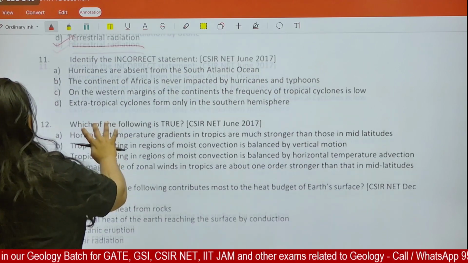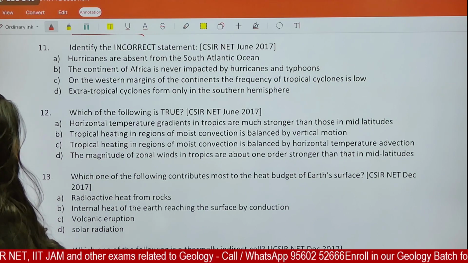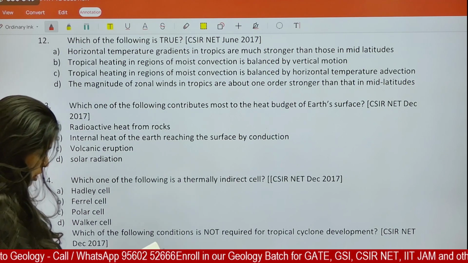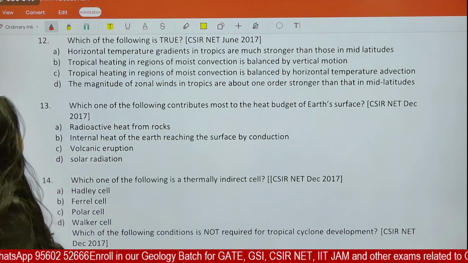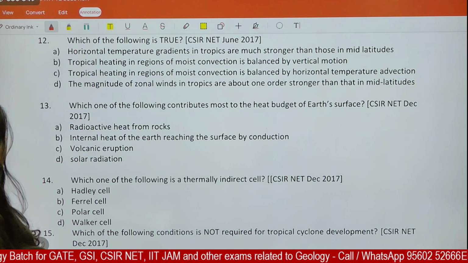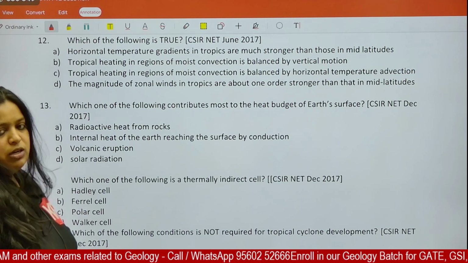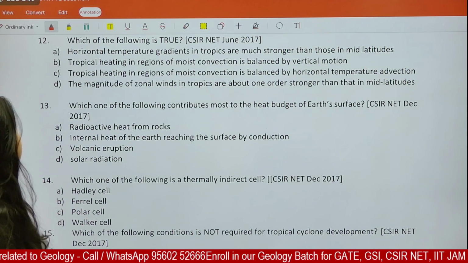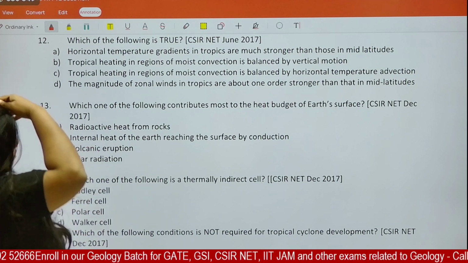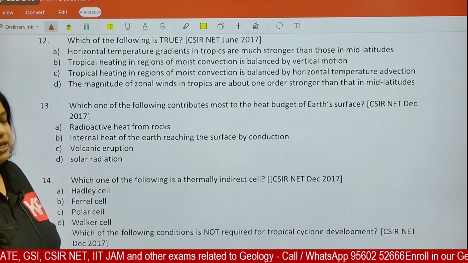Okay. Identify the incorrect statement. This is also regarding the hurricanes. Going further, which of the following is true? Horizontal temperature gradient in tropics are much stronger than that in mid latitude. Okay, this is also related to meteorology, but anyway, this is actually a correct statement: the horizontal temperature gradient in tropics is much stronger than that of mid latitude.